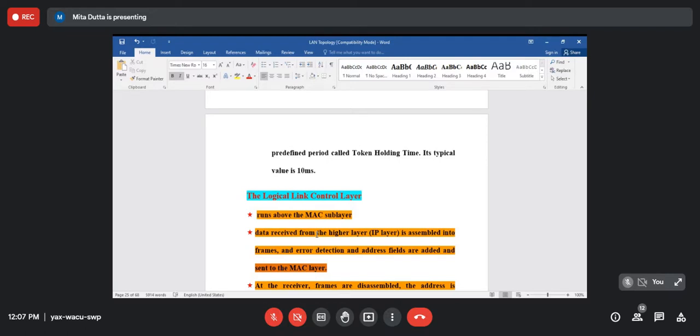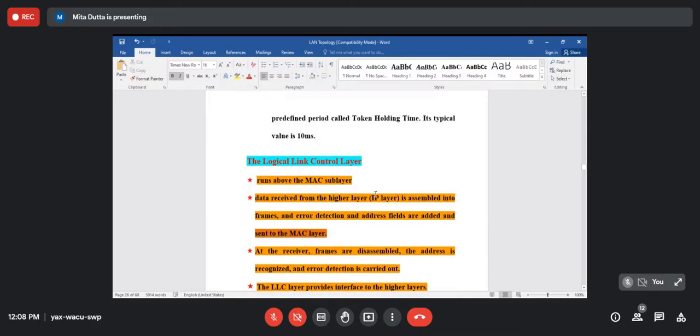So the MAC layer protocol in the LAN protocol architecture is responsible for telling the users how they will access the medium to send information between the nodes. Now, above the MAC layer, which is the medium access control layer, we have the LLC layer, the logical link control layer. It is a higher layer because it is above the medium access control layer.